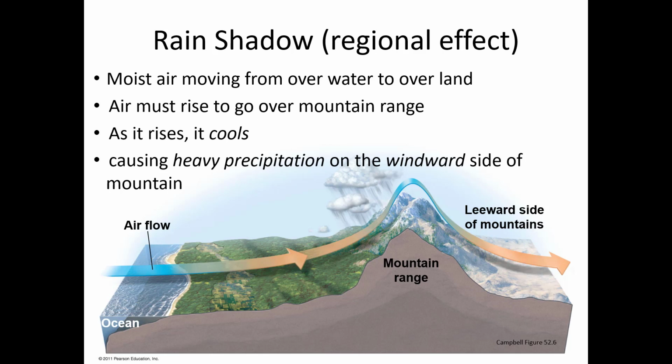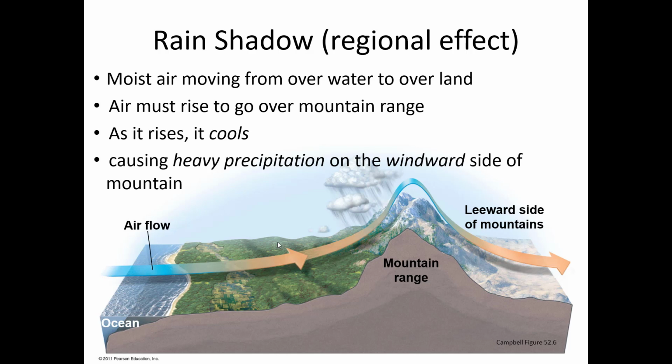The rain shadow is something we're more familiar with here. That's a regional effect where moist air will move from over the water to over the land. We get our storms coming from the Pacific Ocean. The air must rise to go over the mountain ranges of the Cascades. As it rises, it cools. As air cools, it can hold less moisture. As it holds less moisture, it releases it in the form of rain. That causes heavy precipitation on the windward side of the mountains.